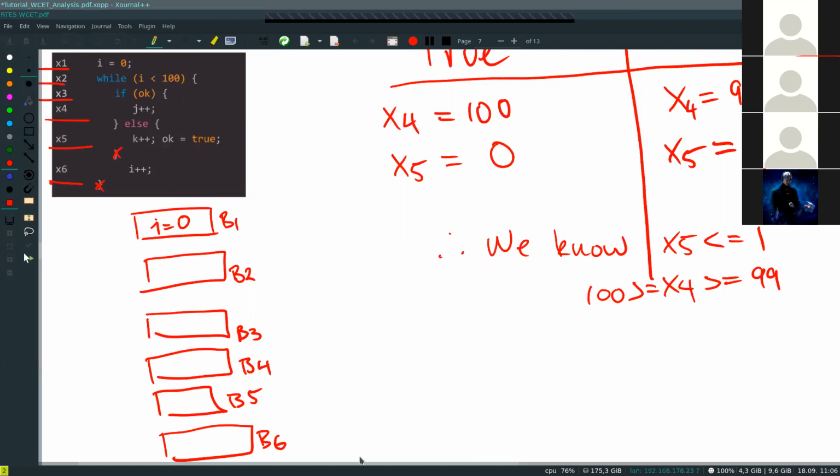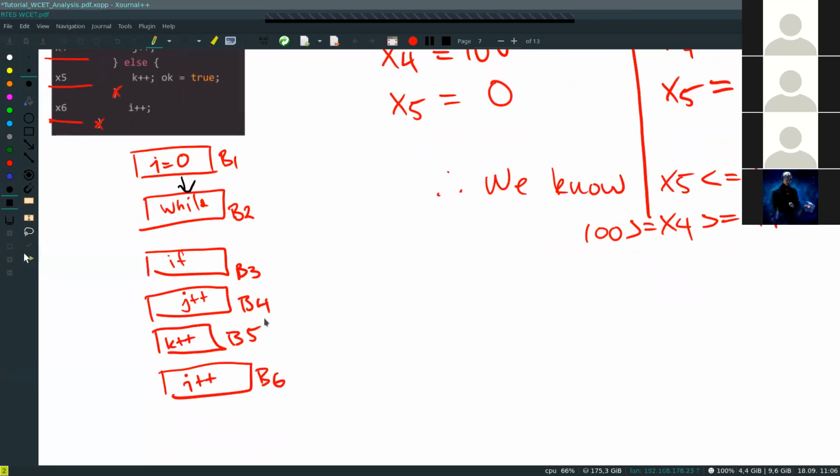B6. And so we'll put in some bit of this, will have the while loop. This is the if. This is my J++. This is my K++. And this is my I++. So then we'll think about the control flow: we'll always go from that down to while. And the while loop, if it fails, what's going to happen? It'll go to some extra block. We'll need some B7, which we don't know what's in it, but this is essentially the rest of whatever is in the program. So this is one possibility.